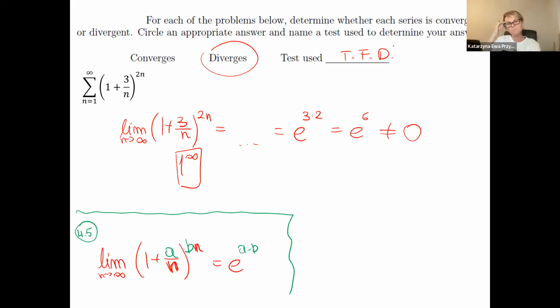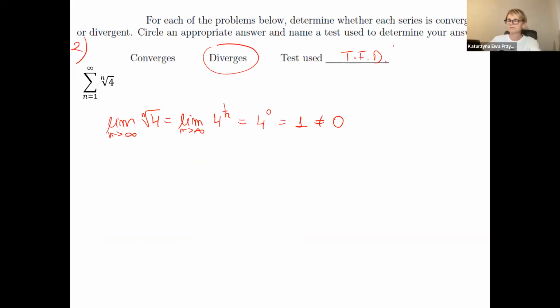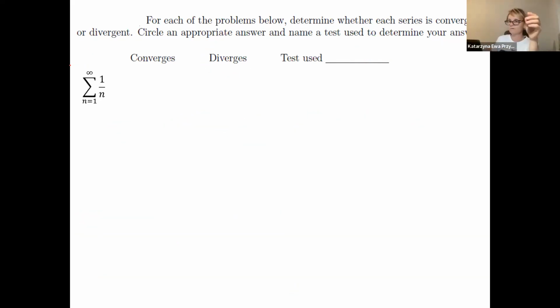Nice. Because we can picture e to the power of 6 plus e to the power of 6 plus e to the power of 6 and so on. Okay, that was example number 3. Example number 4.